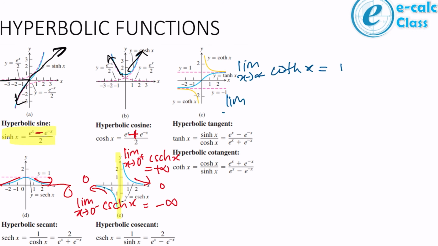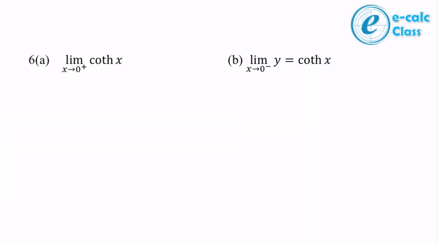Then the limit as x approaches negative infinity of cotangent hyperbolic is going to be negative 1. That's the horizontal asymptote, sharing the same horizontal asymptote as tangent hyperbolic. Then what about this one-sided limit?